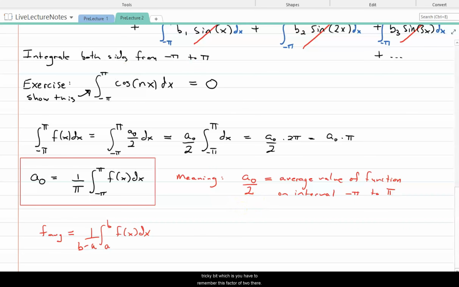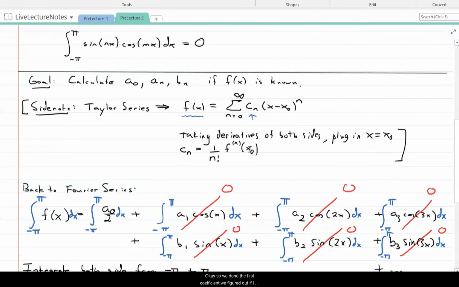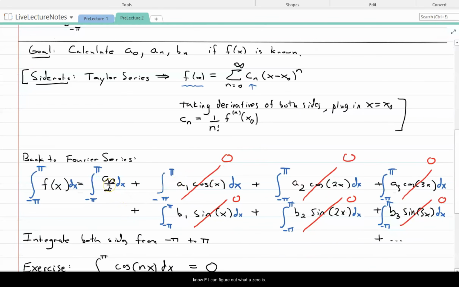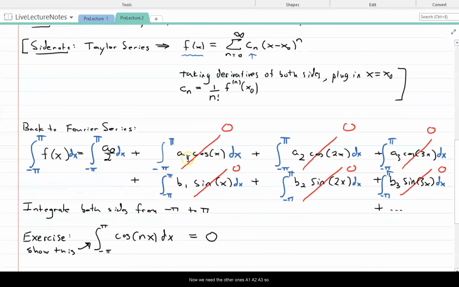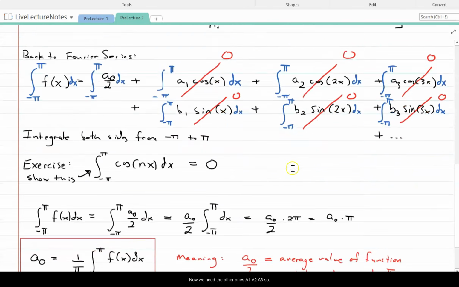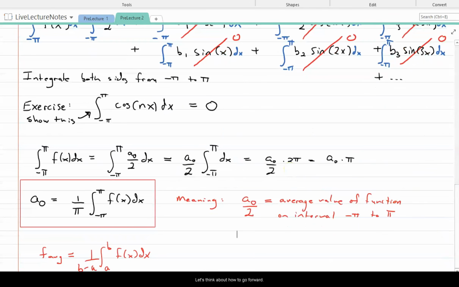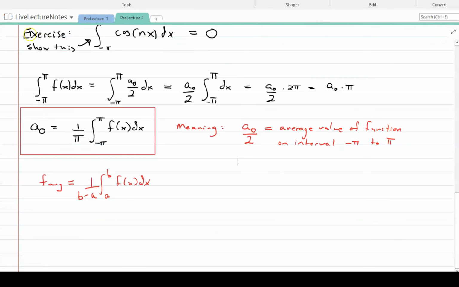There's one little tricky bit, which is you have to remember this factor of 2 there. But a0 over 2 is the average value of f. That's the physical meaning of this quantity a0. So we've done the first coefficient. We figured out that if I know f, I can figure out what a0 is. Now we need the other ones, a1, a2, a3. So let's think about how to go forward with that.